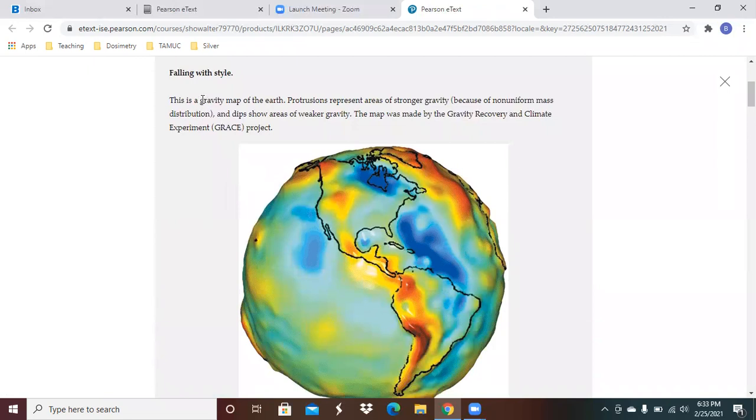I bet you've never heard of something called a gravity map of the Earth. So protrusions represent areas of stronger gravity because of non-uniform mass distribution, and dips show areas of weaker gravity.